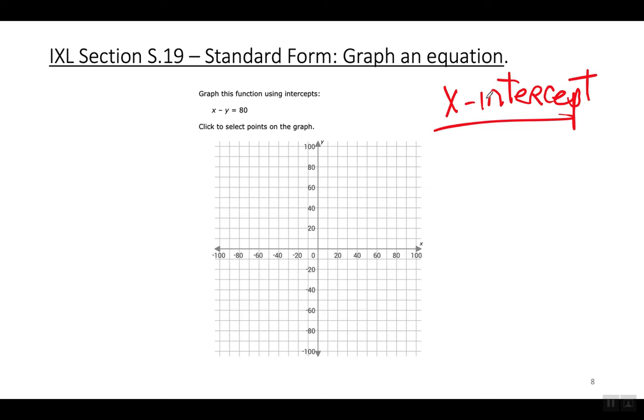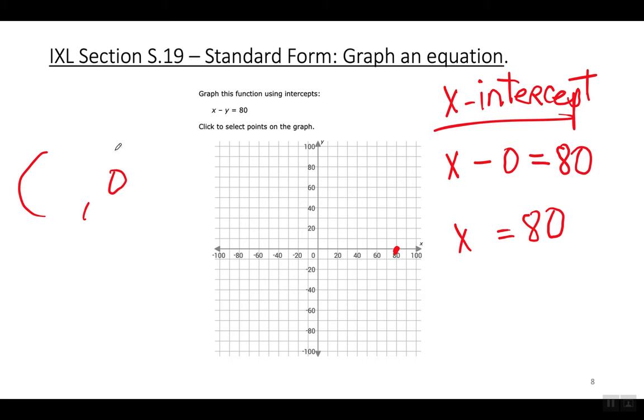So once again, I'm going to find the x-intercept. And to find the x-intercept, I got to make y equal to 0 and solve for x. When I make y equal to 0 here, I'll be left with x equals 80. So that was fast. X equals 80 over here. So when y is 0, x is 80. That's the x-intercept.